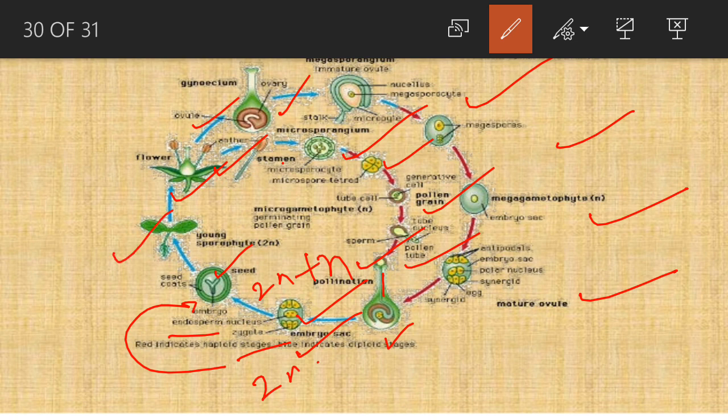Then it will form the new plant, and it will again have flowers, and this cycle will continue. So this is the life cycle of the angiospermic plant. These were the important diagrams of this lesson.